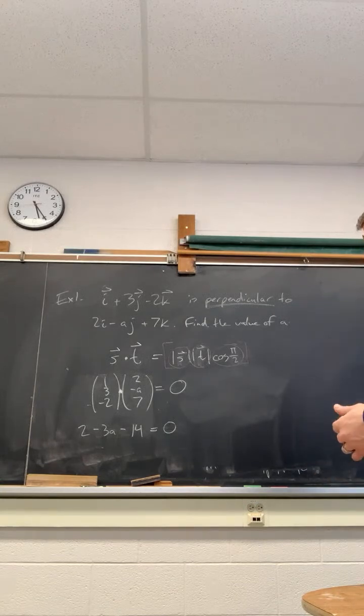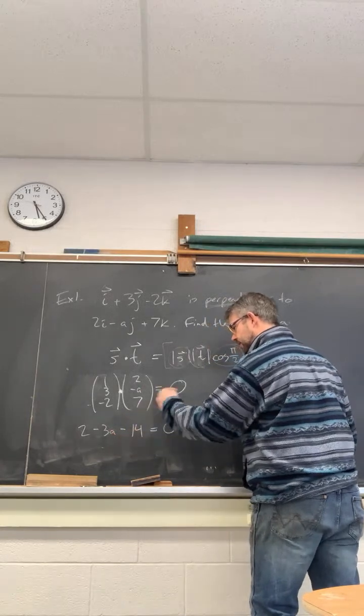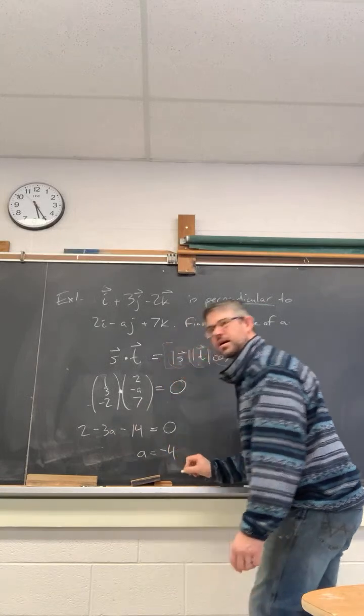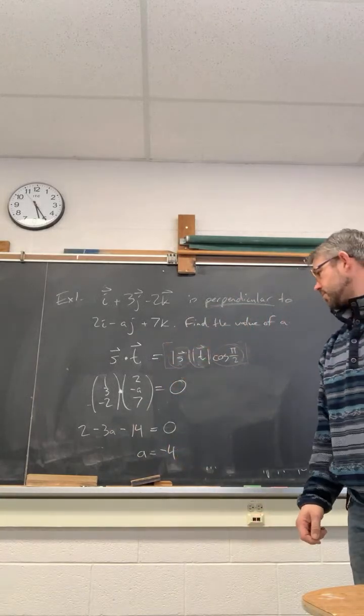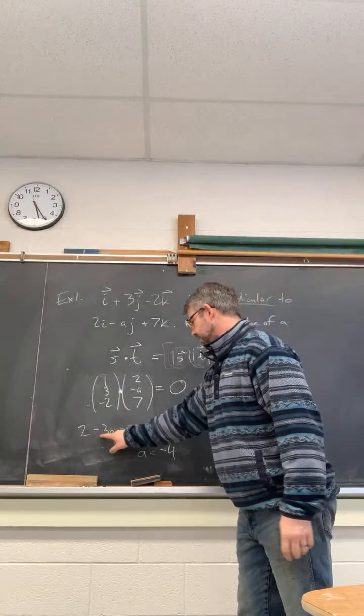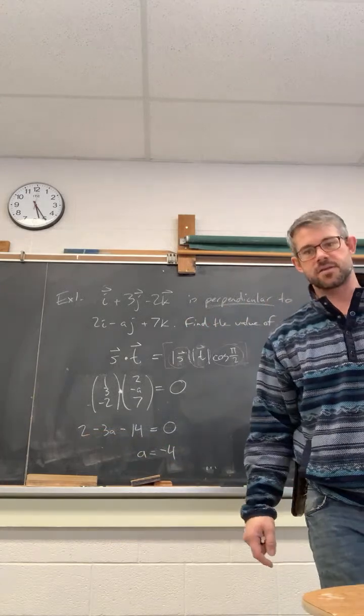Rearranging and solving, I think we're going to see we add 14, we subtract 2 to get 12, divide by -3. You should be able to get to A is -4. And I think that that's going to be the correct answer. So if A is -4, you would have -3 times -4, 12. 12 and 2 is 14, so that would get us to 0.